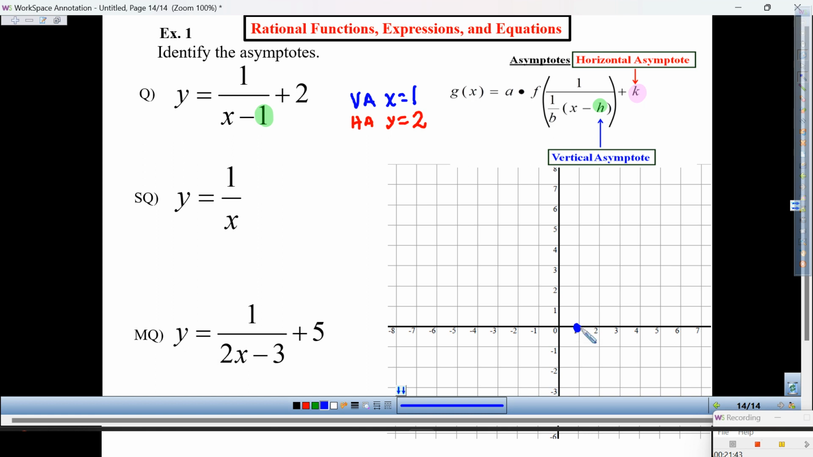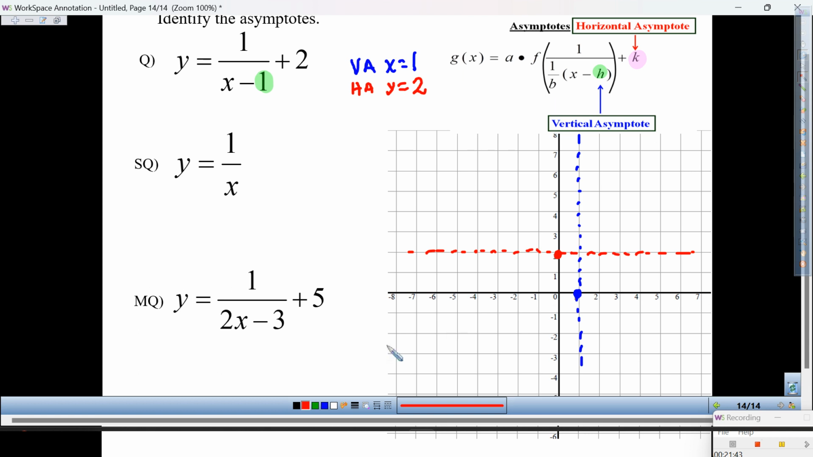x equals 1 is right here. To indicate it's invisible, I'm going to do a dotted line. You're like, aw, snap. Aw, snap is right. Which means our horizontal line at y equals 2 is also a dotted line. And that's how you identify and graph your asymptotes. Okay, let's do super Q.